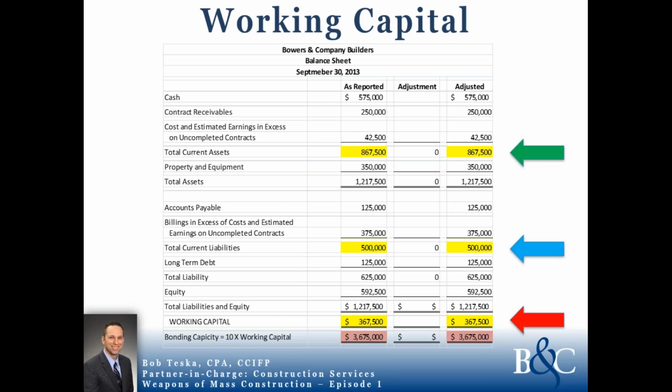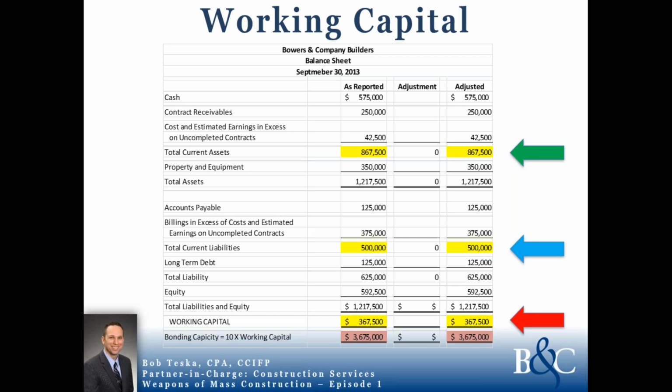Now, what usually happens is the surety company will take your working capital and they'll give you a multiple. In this example, we're going to say it's a 10-time multiple. That's just kind of a rule of thumb. Depending on the type of contractor you are and what your balance sheet looks like, it could be 3 times working capital. It could be maybe 12 times working capital.